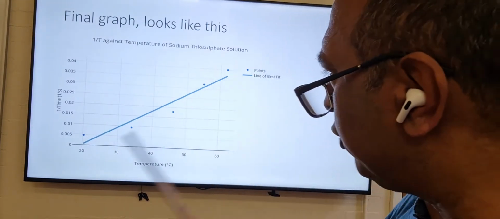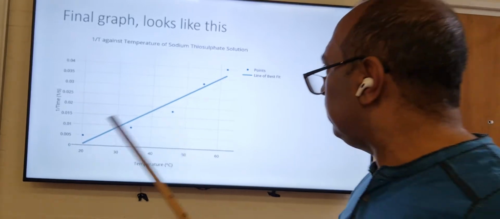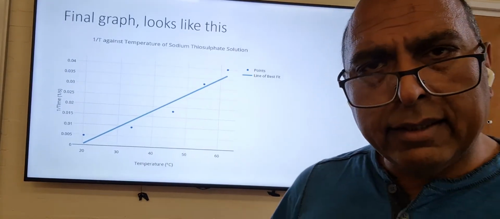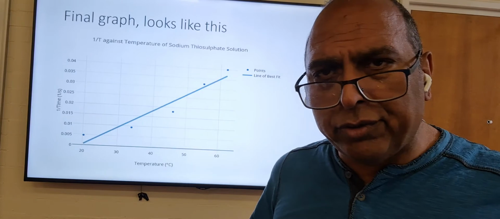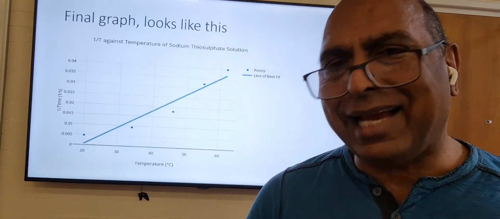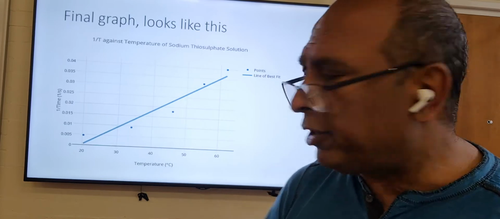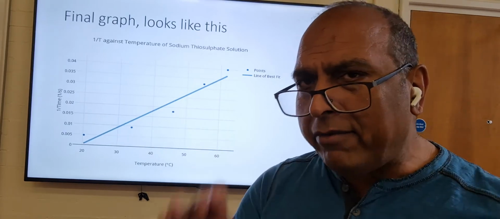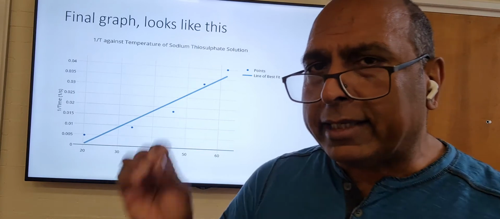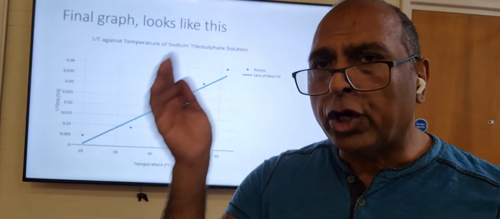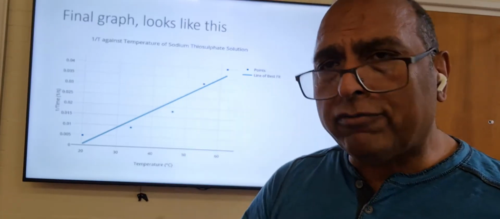So I don't think the results look particularly good, but I want you to understand what experiment you could do, how you would do it. It's exactly the same experiment that I've demonstrated with the concentrations, except you vary the temperature and keep the concentration of thiosulfate constant across all 5 experiments.